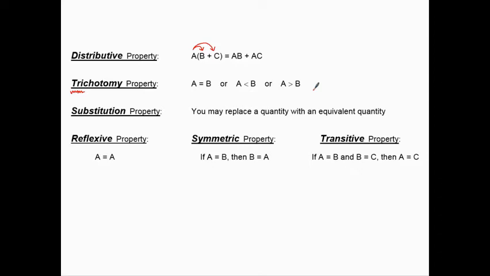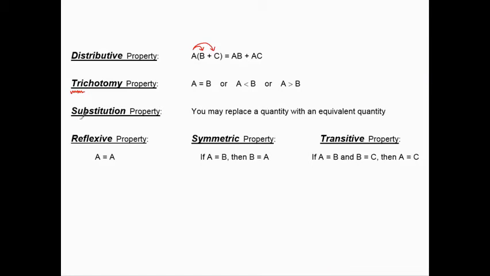Substitution property. Probably one of the most used properties as well. It says you may replace a quantity with an equivalent quantity. We use that all the time. Let's say we have 2x equal to 10.